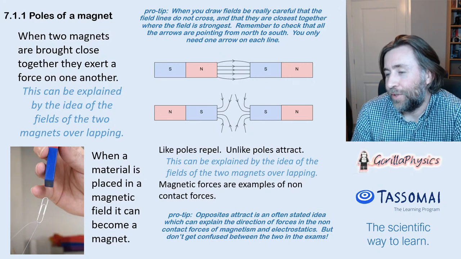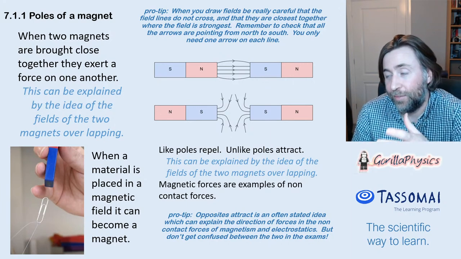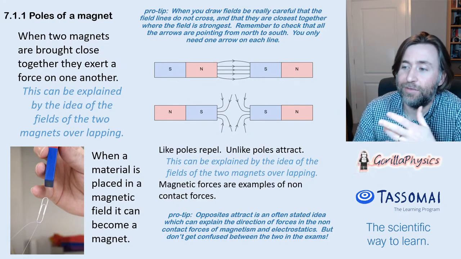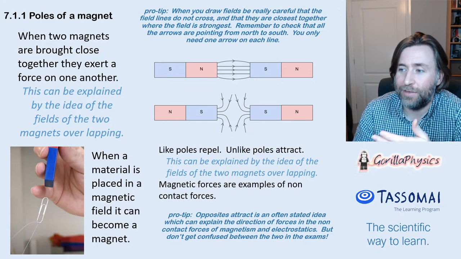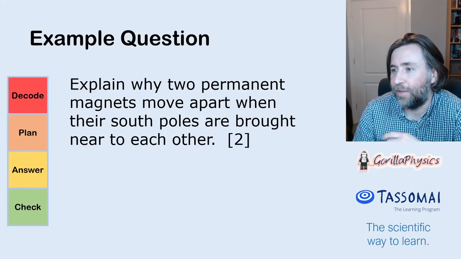And there's one more thing that's important to remember. When a magnetic material, which isn't a magnet at that point, is placed in a magnetic field, it can become a magnet. We call that induced magnetism, okay? Like a temporary magnet, if you like.